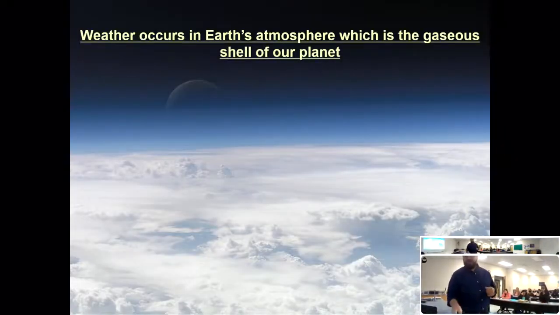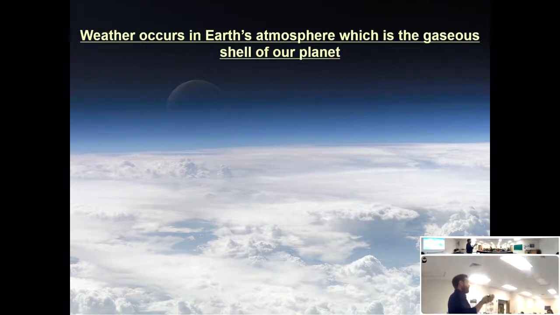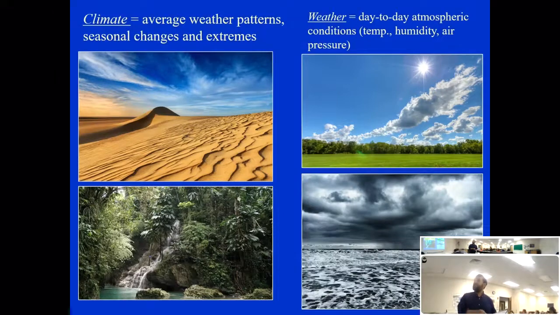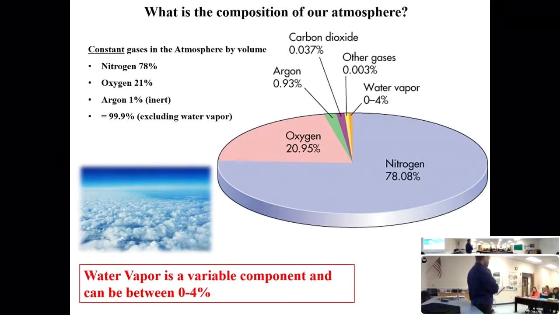All of our weather and our climate happens in the atmosphere. And the atmosphere is just that gaseous shell that surrounds the Earth. And what is that atmosphere made of? So this is number one, right? What's the atmosphere made of? There are the three most important gases that make up the atmosphere, okay?